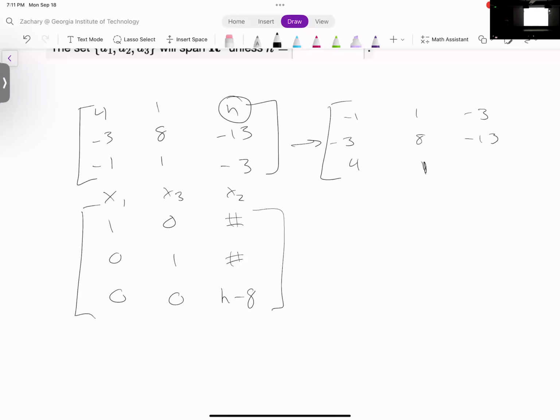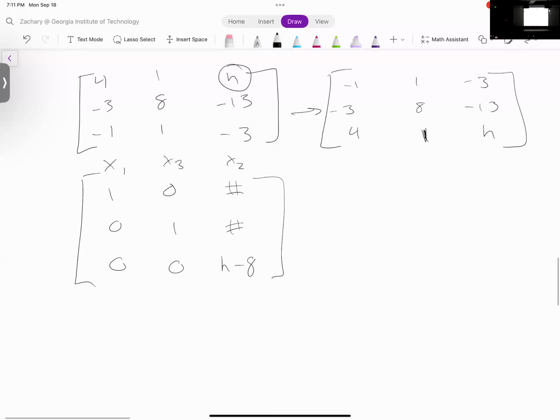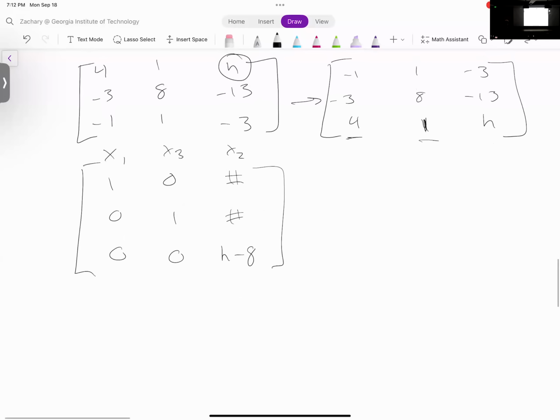Or 1 H. Okay. Now what I have to do is try and get rid of the 4 and try and get rid of the 1. So the way I would do that is row 3 equals row 3 plus 4 row 1. That's going to be 0. Let me just write this out.